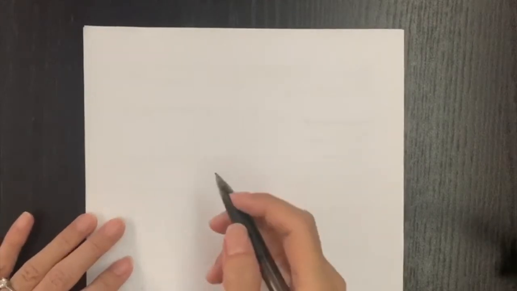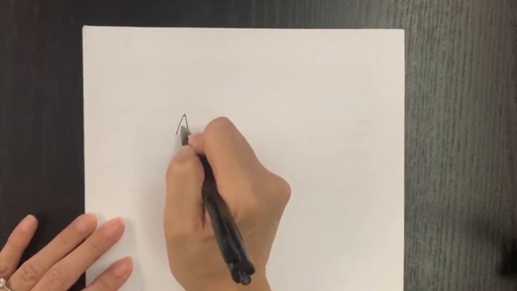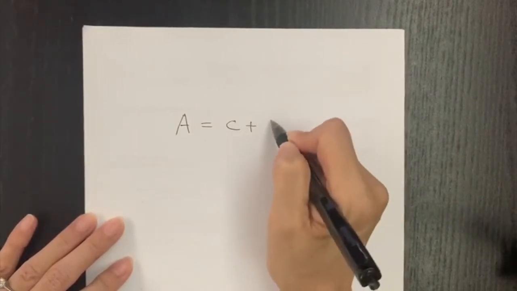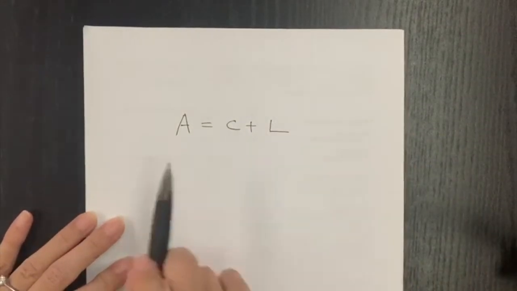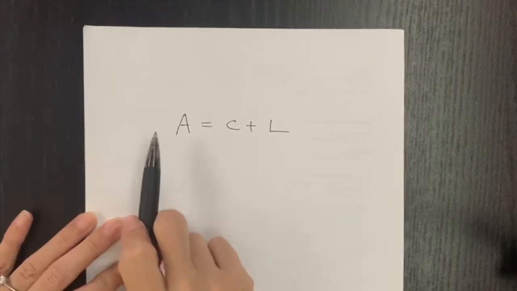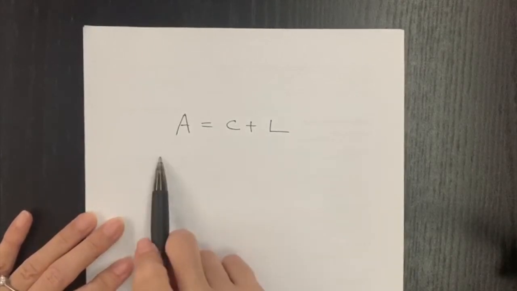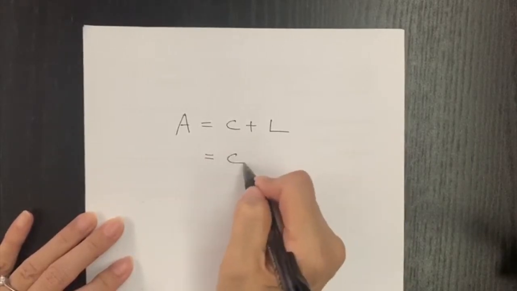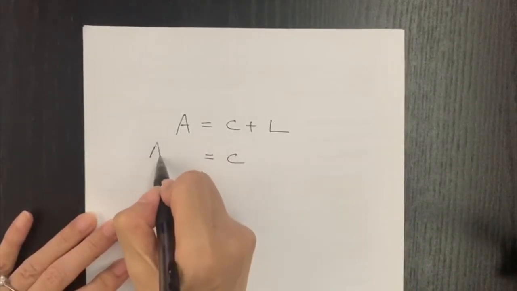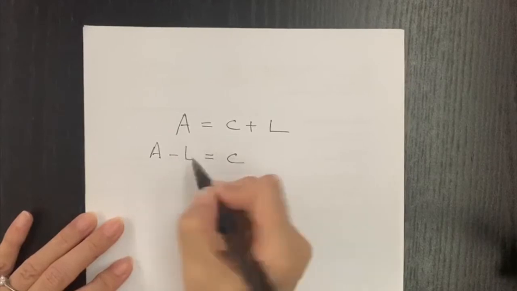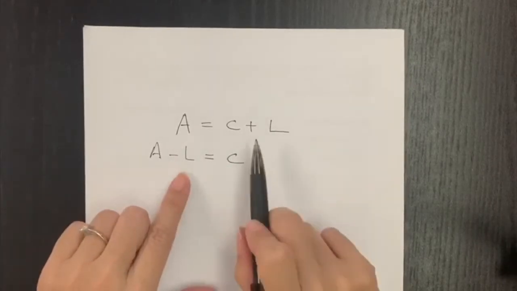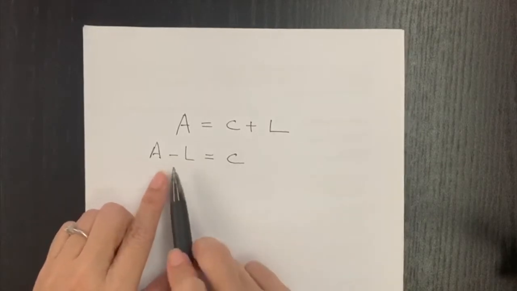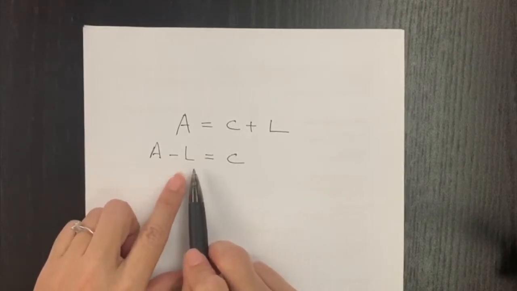Remember, what is the accounting equation? We have assets equal to capital plus liability. This is the left-hand side of the equation. Can we move liability to the left-hand side? Yes. If we move liability to the left-hand side, that will be assets minus liability. So you can see liability is positive on the right-hand side, but negative on the left-hand side.